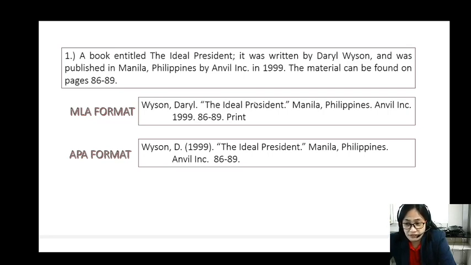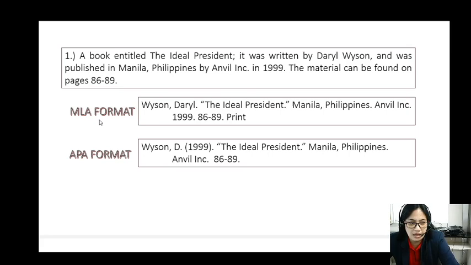For the first answer, the most appropriate format based on the material is the MLA format. Why? Because it is a literary work written by a Filipino writer which talks about the ideal president. However, in reality, when choosing a format for a bibliography, it depends on the requirement of your school, university, or your professor, or the research you will do. So if someone of you chooses the APA format, I will still accept it as long as you follow the correct way to write it.